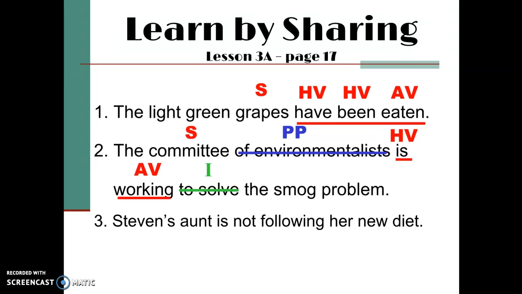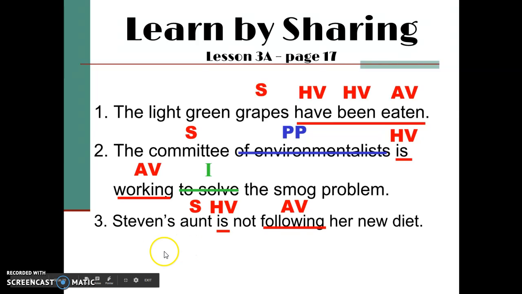So now I see, is there another verb in here? And I know follow is an action that you can do. We just talked about how not is never a verb, so I'm not going to underline that, but is following is a verb phrase. I look at my main verb, the last verb, follow, is an action verb, so the other verb must be helping verb. And then I ask myself, who is not following her new diet? Aunt is not following her diet. Don't be tricked. Just because you see a noun here, especially if it has an apostrophe S, it's never going to be the subject because it's a possessive.